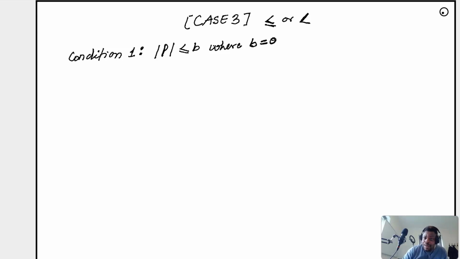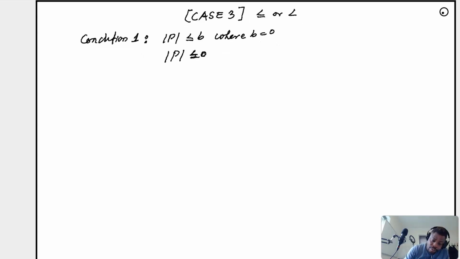So let's see what is going to happen here. Remember, the modulus p will be less or equals to 0. So less or equals to 0. Remember, modulus cannot be less than 0. In that case, it's going to be no solution. But let me explain something here. Let's check something like this. The modulus of x minus 9 is less or equal to 0, for an example.